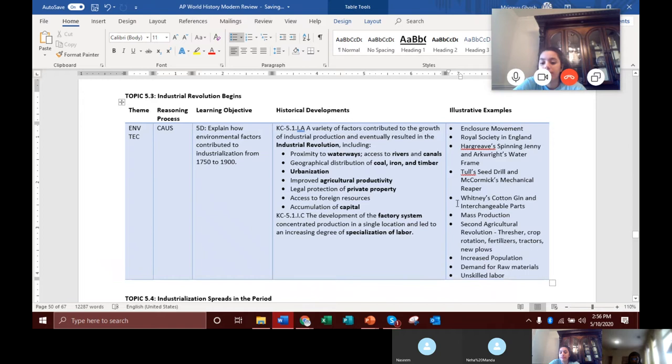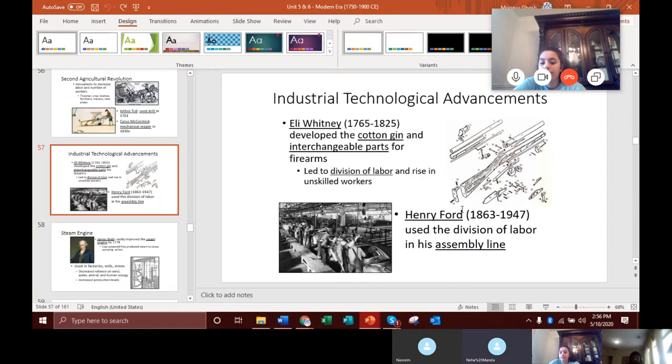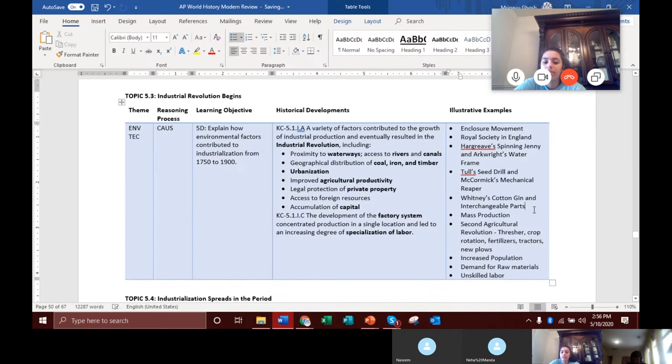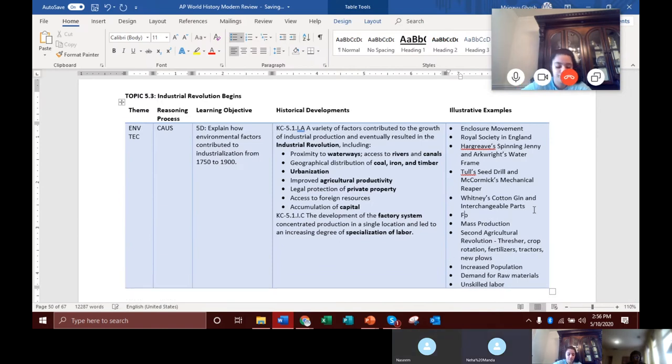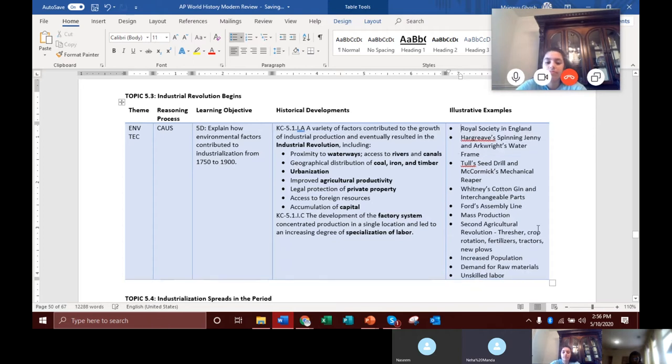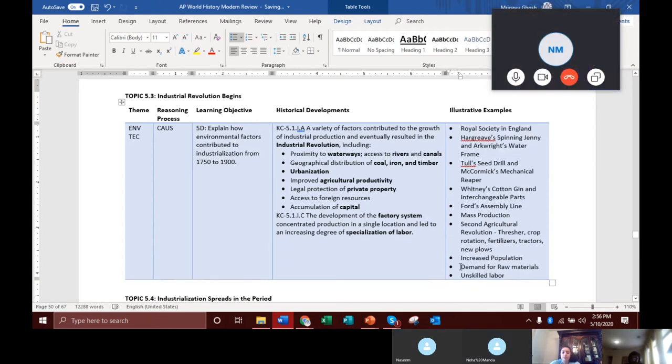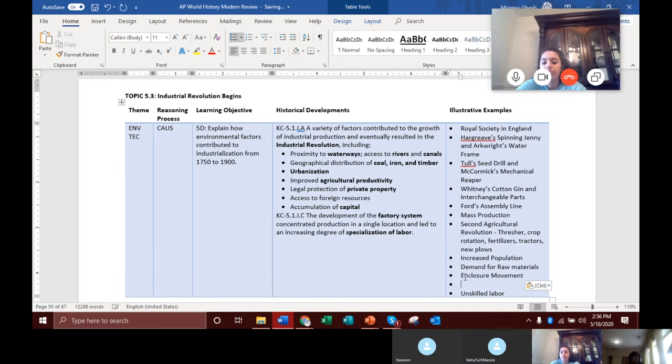Cool. Eli, did we say that these were Whitney's? Yeah, we said that they were Whitney's cotton gin and interchangeable parts. Ford's assembly line. Mm-hmm. The enclosure movement should probably be closer to the bottom because it happened after. Okay, all right. Yes, and that we can talk about with unskilled labor.